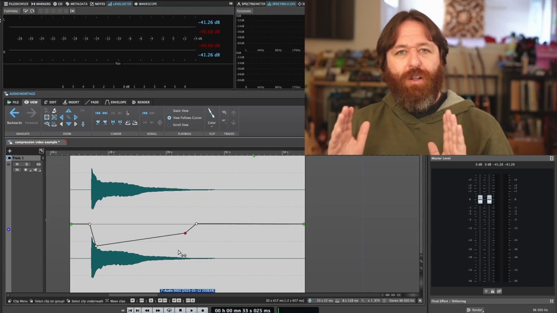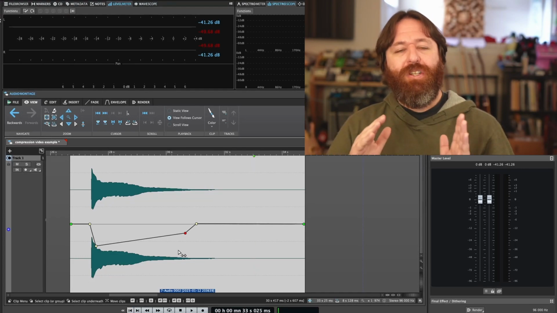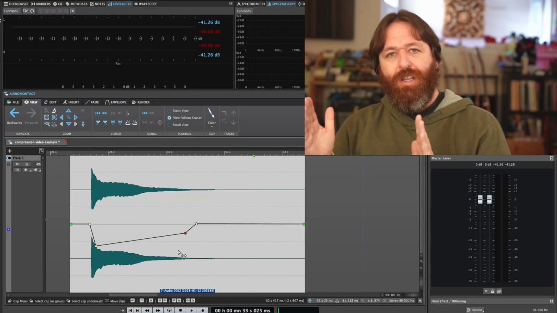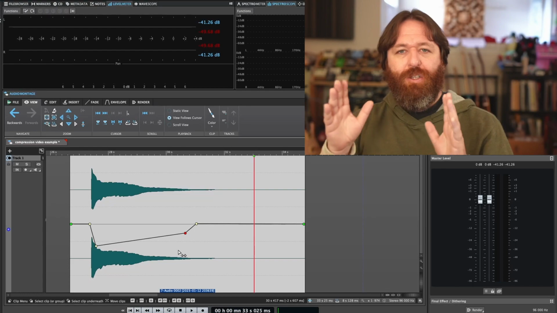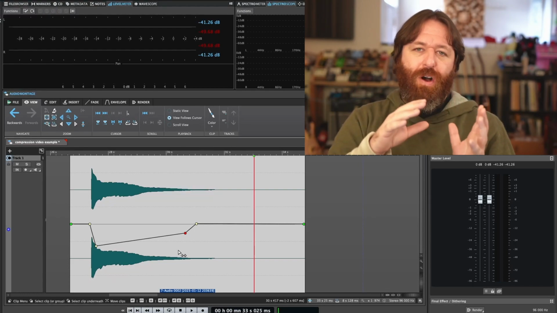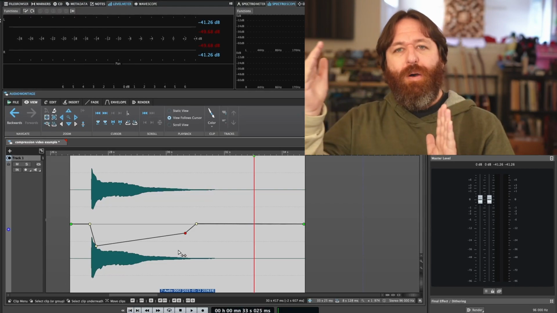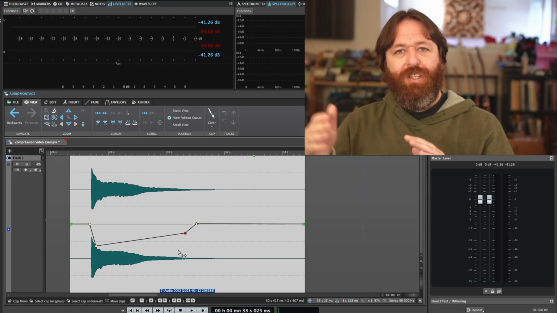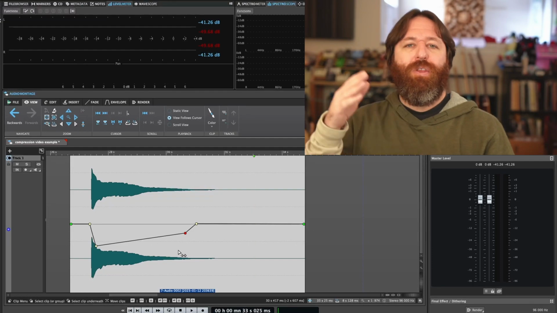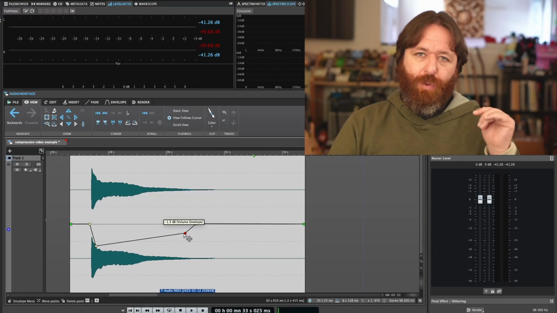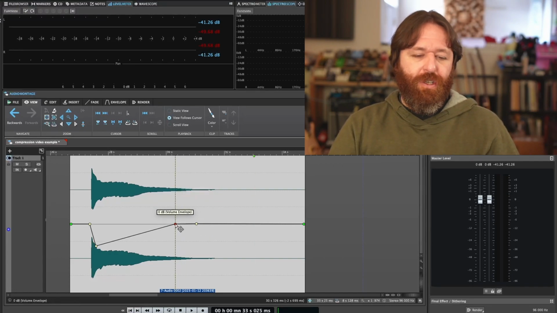So you really want to have your release times fast enough that they're not interfering with the next part in the song, but they control the way you want for the current part. So you're always listening, hey, I want my release to be done releasing by the next drum hit or the next word that the singer is singing. And that's what you're really listening for in a release.